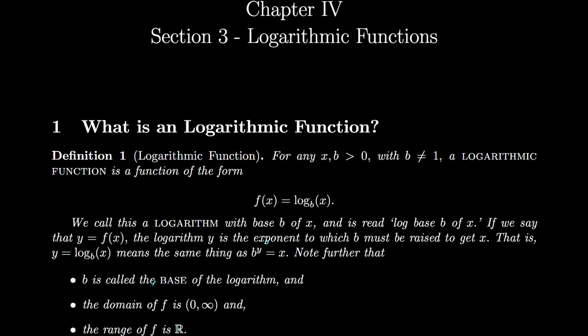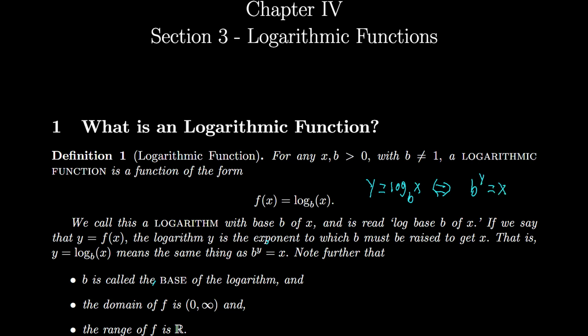If we say that y equals f of x, so if we just come up here and say all of this is also y, then the logarithm y, which is log base b of x, is the exponent to which b must be raised to get x. That is, y equals log base b of x means the same thing as b to the y equals x. And that's very much worth writing out. So y equals log base b of x is equivalent to, that's what this double-headed arrow means, b to the y equals x.